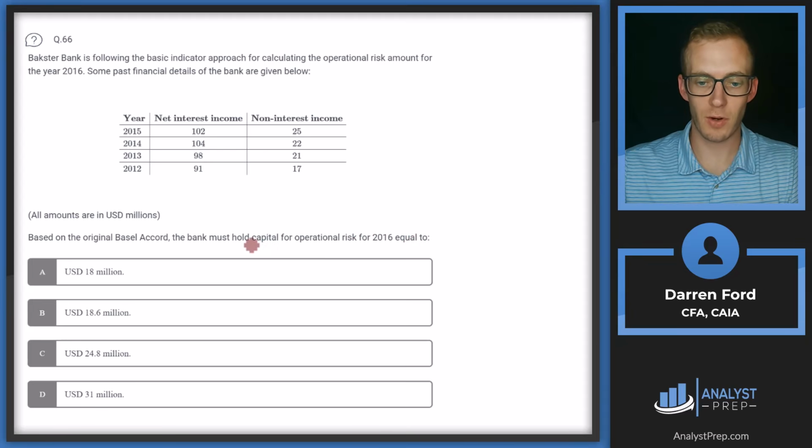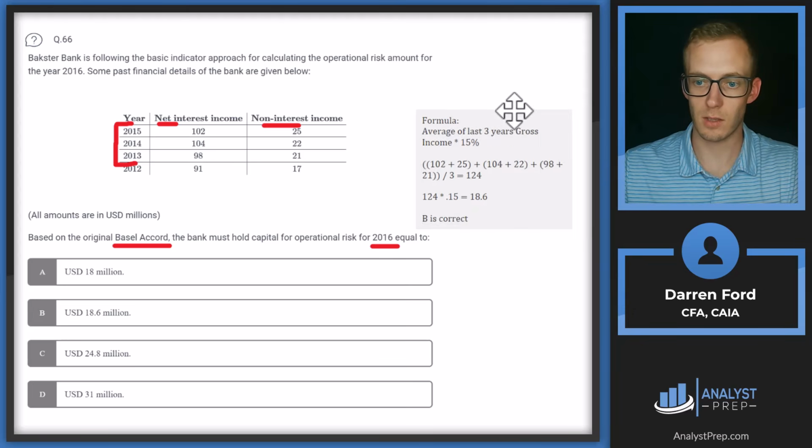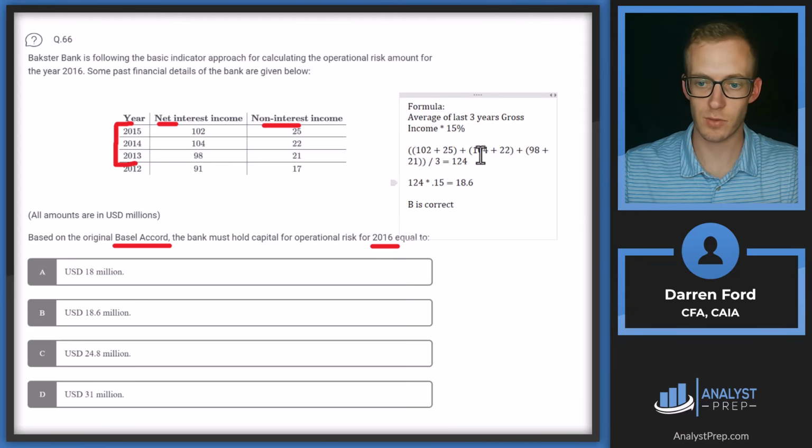So the capital for operational risk under Basel is going to be 15%. And that 15% is going to be applied to gross income, which is going to be both of these two columns added up. And we're going to take the average over those last 3 years. So we'll take the average of these three to get that 2016 number. And so here's what that's going to look like. We'll take the average of the last 3 years' gross income, and then we're going to multiply that by 15%.